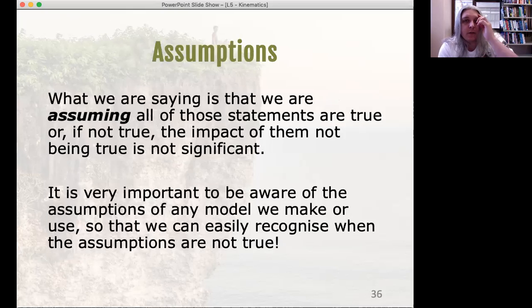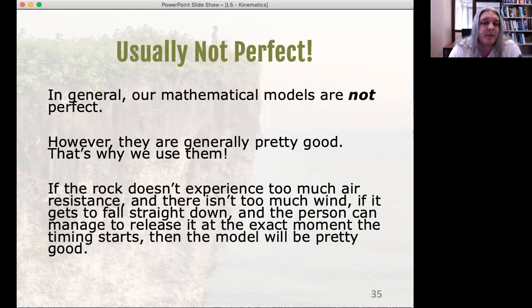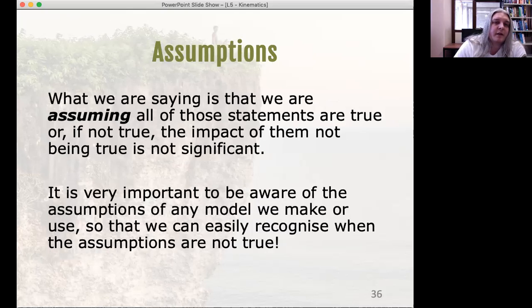All of those things that we've said, the ifs, those are the assumptions of this mathematical model. So any mathematical model that you make, it's going to have some assumptions, and we don't always write them down. They're often called implicit, which means unwritten or unstated. They're often implicit assumptions, but you need to be aware of them. So in this case, with the rock falling down the cliff, we have a whole bunch of assumptions, and they are no air resistance, not much wind, the rock can fall straight down, and the person manages to start the stopwatch exactly as they release the rock. So those are our assumptions.